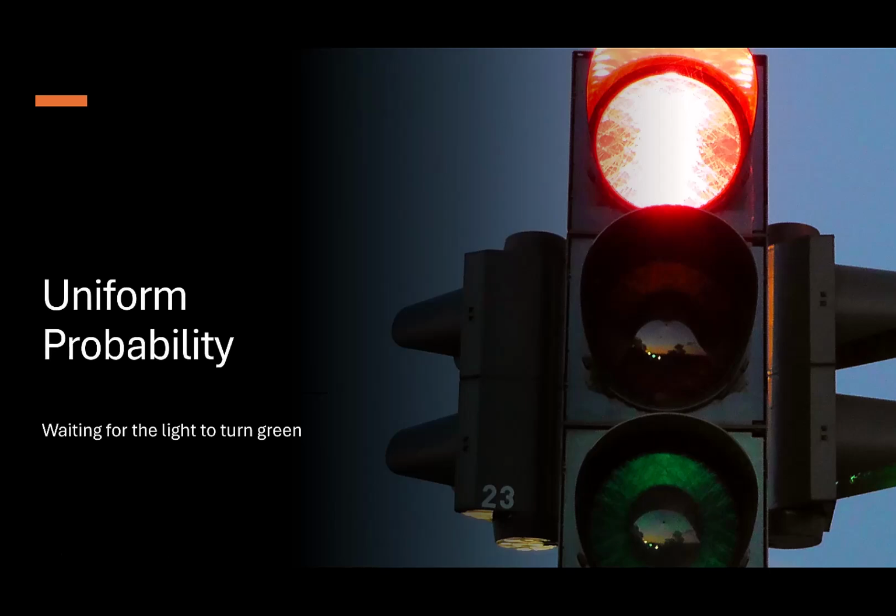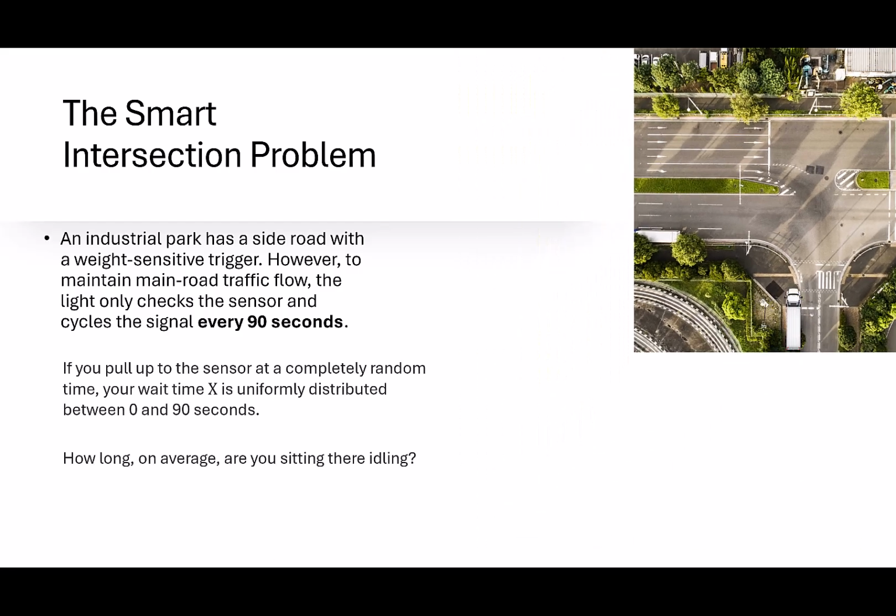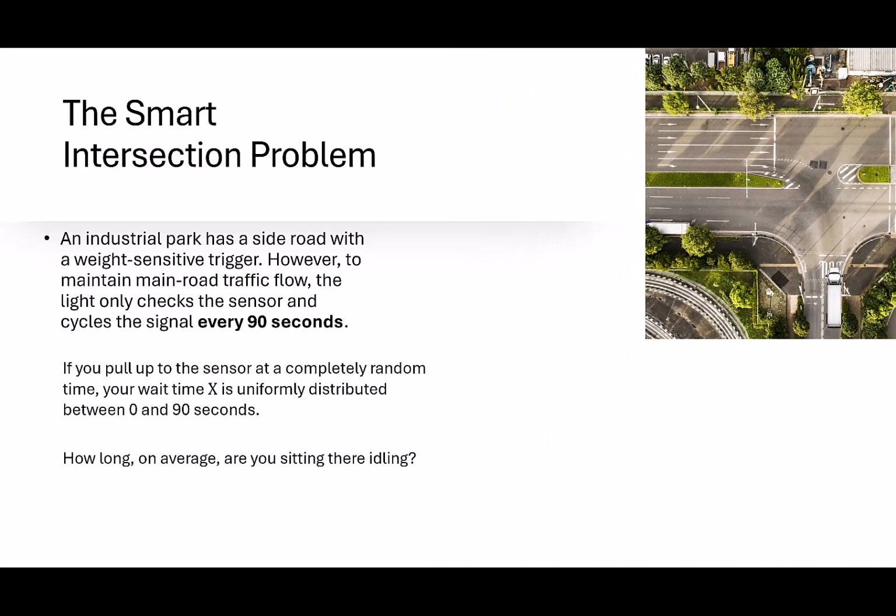Hi everybody, today we're going to talk about uniform probability by using the example of waiting for the light to turn green. An industrial park has a side road with a weight-sensitive trigger. However, to maintain main road traffic flow, the light only checks the sensor and cycles the signal every 90 seconds. If you pull up to the sensor at a completely random time, your wait time x is uniformly distributed between 0 and 90 seconds. So how long, on average, are you sitting there idly waiting?